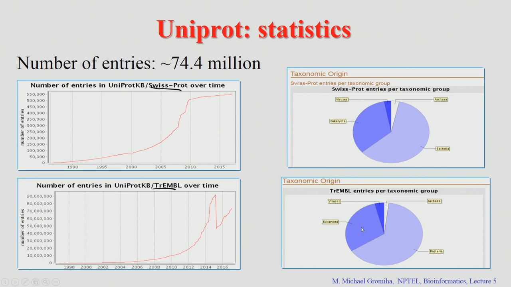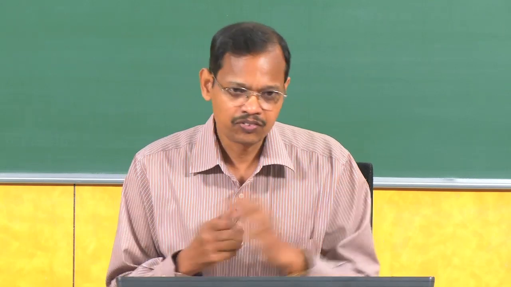Now, the question is, there are many proteins in the database, so what is the average length of the protein? It is 3115 amino acids based on all the proteins deposited in the UniProt database.